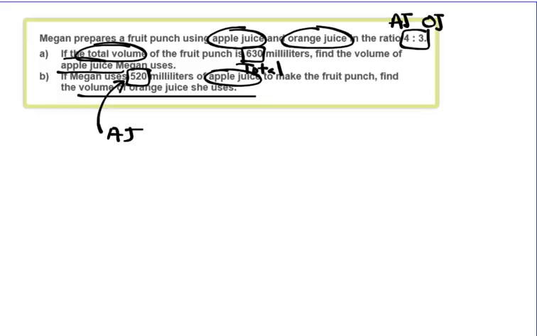In part A, it says total volume is 630. And find the volume of apple juice. So total to apple juice. That's basically what we want to look at. But the problem is, I don't have a number in my ratio that I'm given about the total. But think about this. If I used 4 cups of apple juice and 3 cups of orange juice, what would be the total amount of fruit punch? Well, it would be 7.